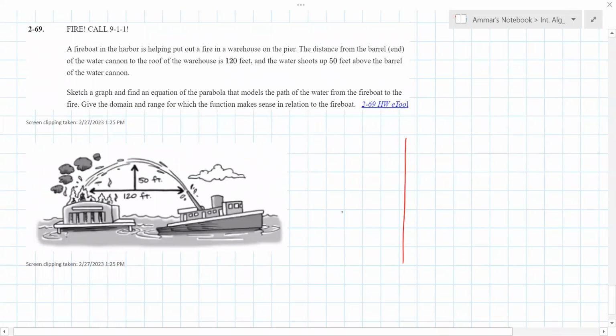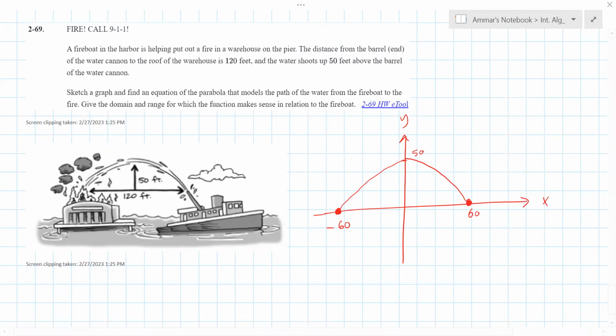So if we have the x-axis and the y-axis, this is the barrel here at 60, and the warehouse here at negative 60, to make it simple. So the distance between them is 120. The distance from here to here is 120, and the water goes up to here and here, so that's 50. So this is part of a parabola, as we see here.